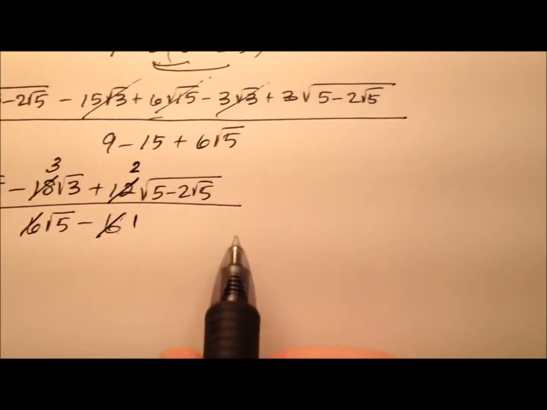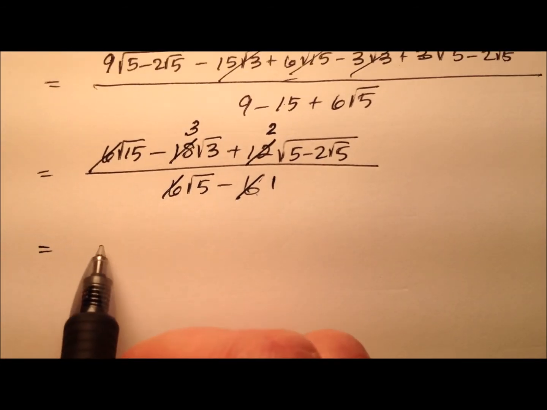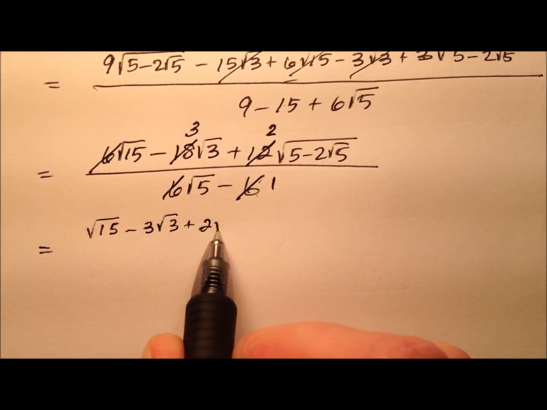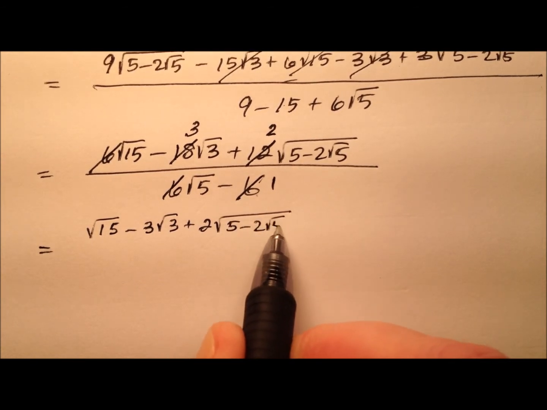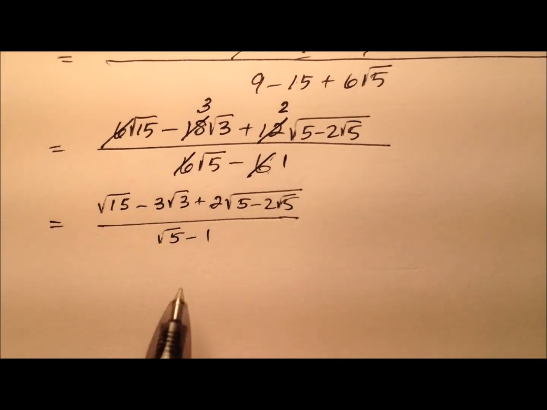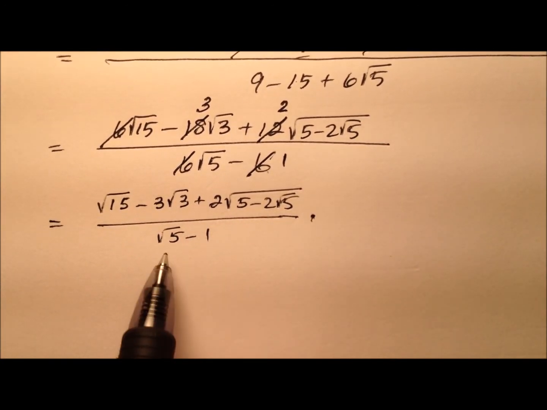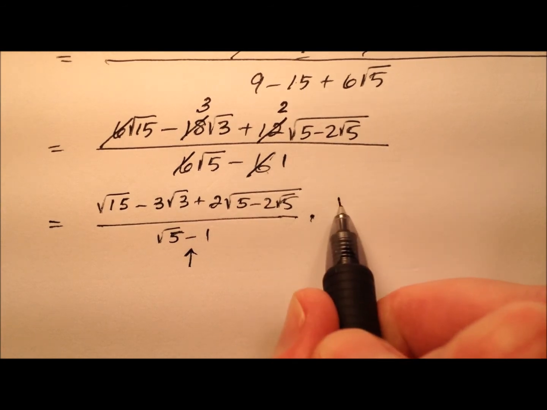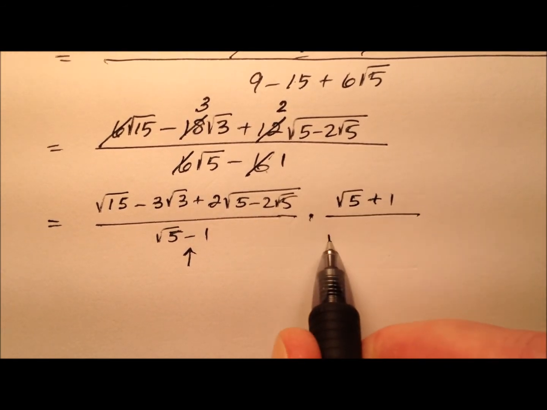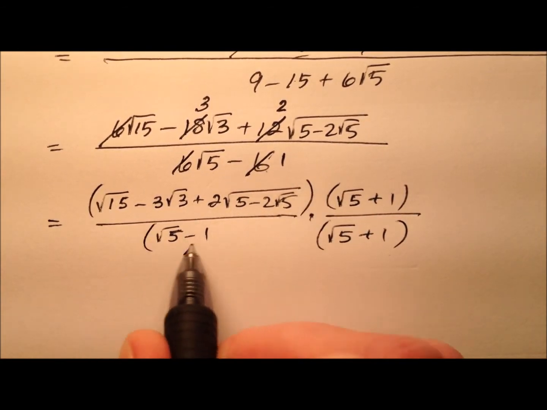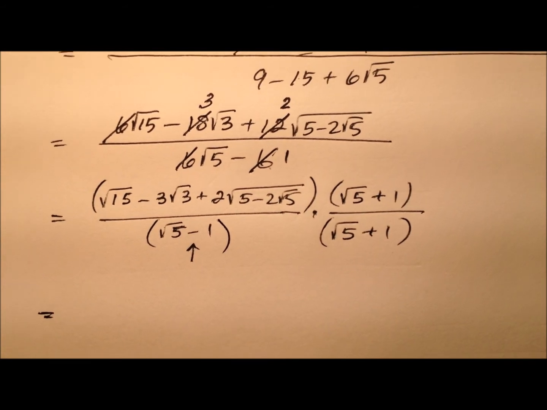Okay, so what we have then, let's leave it right here I guess. The square root of 15 minus 3 radical 3 plus 2 times that radical expression, all over the square root of 5 minus 1. Okay, well, we still have a fraction and we still have an irrational number in the denominator. So let's go through and rationalize this one more time. We'll multiply the top and bottom by the conjugate, which will be the square root of 5 plus 1. And once again, make sure to get all these parentheses around here really nice.